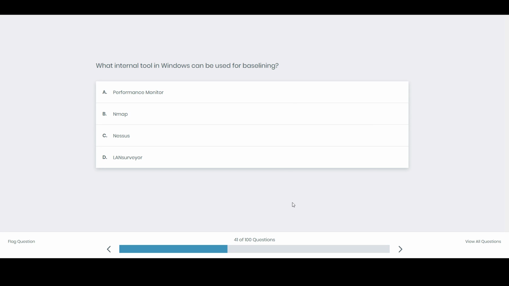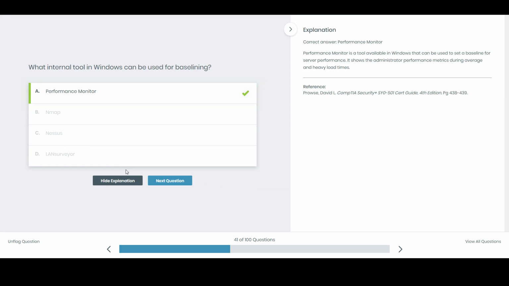What internal tools in Windows can be used for baselining? Nmap is not the one. Nessus is not the one. Performance Monitor, I think. Let's try this one. Yes, Performance Monitor is a tool available in Windows that can be used to set a baseline.